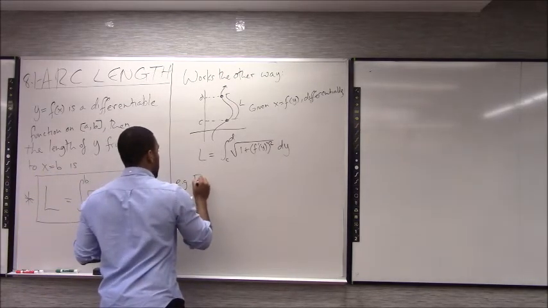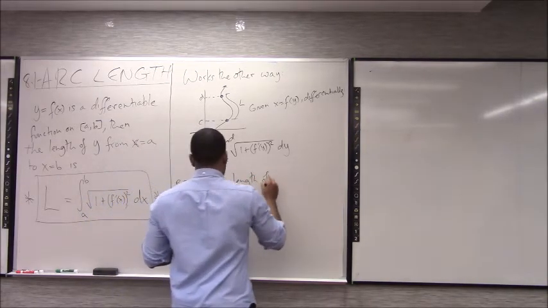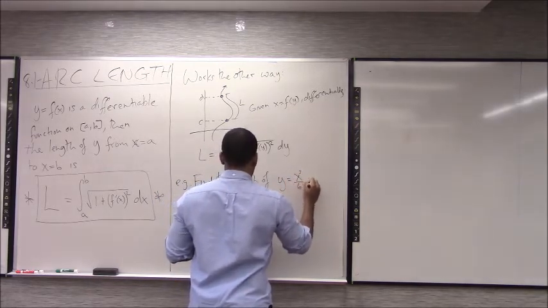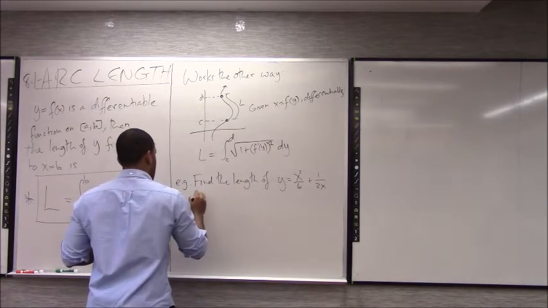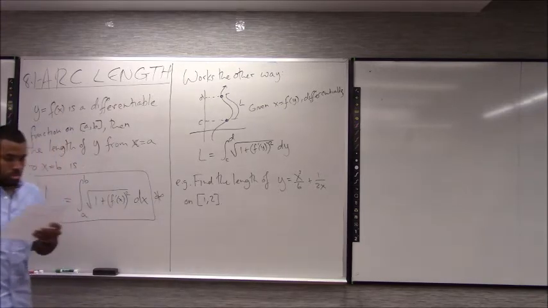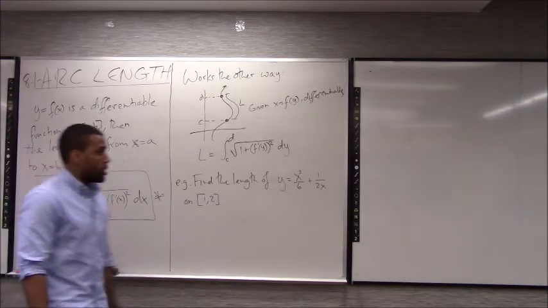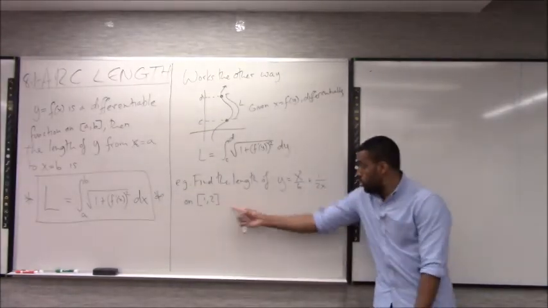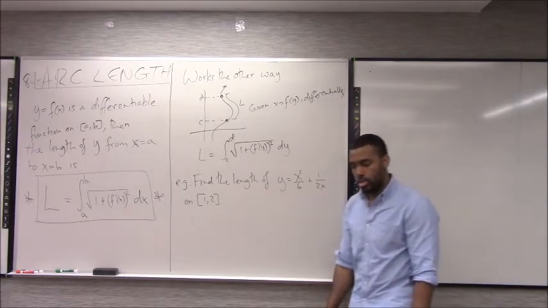So find the length of y equals x cubed over 6 plus 1 over 2x on [1, 2]. The first thing you'd realize is that this is differentiable. It is also differentiable on [1, 2], because all our functions are defined. x equals 0 would have been a problem, but we're not at 0, so it doesn't matter.